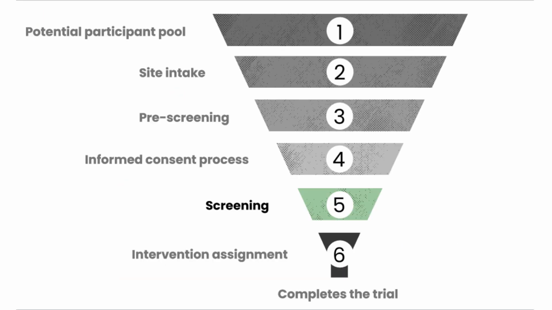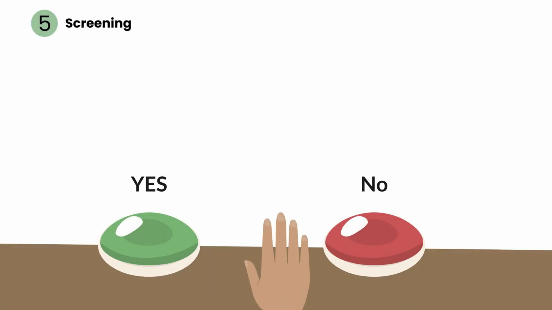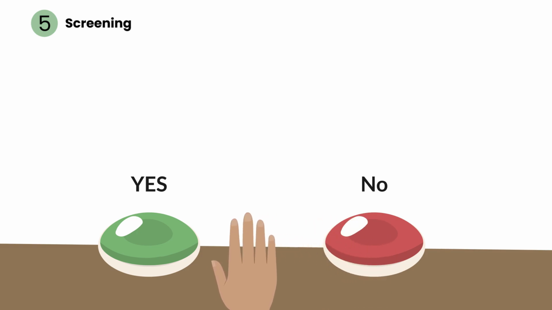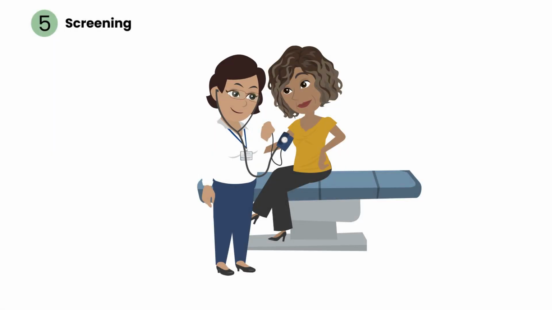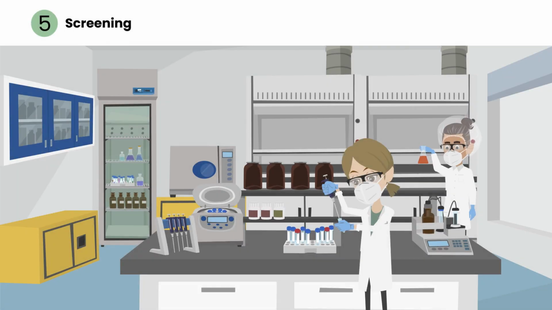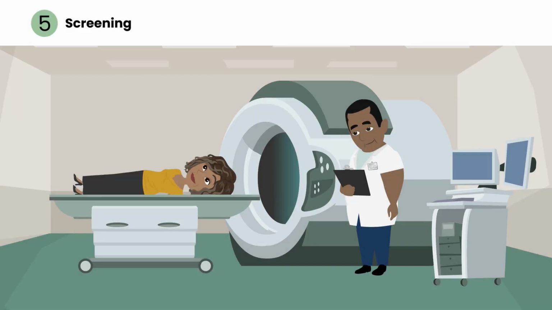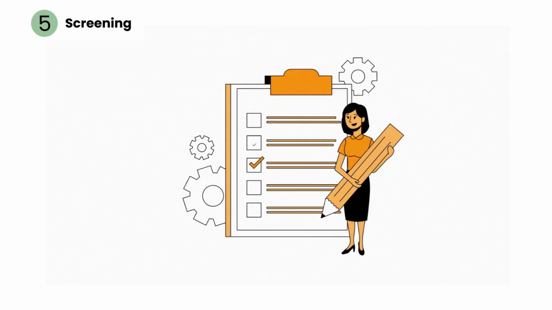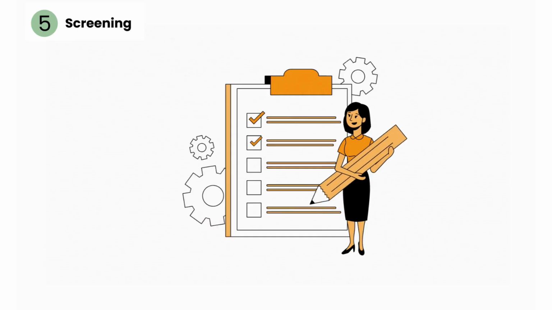Step 5. Screening. Once a participant has given informed consent, you, as the PI, are responsible for evaluating if they are eligible for the trial based on more in-depth inclusion/exclusion criteria. Screening tests may include a physical exam, for example, blood pressure, medical history, prior treatment response, laboratory tests, for example, blood work, and diagnostic tests, for example, imaging or biopsy.